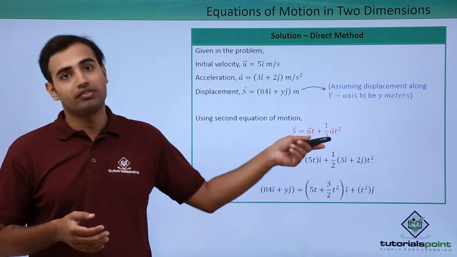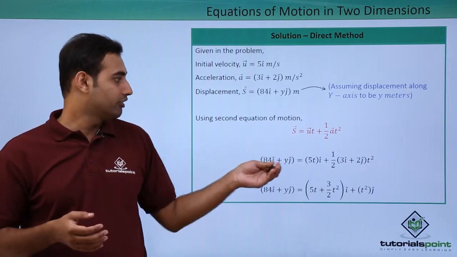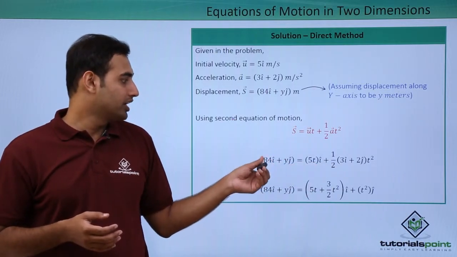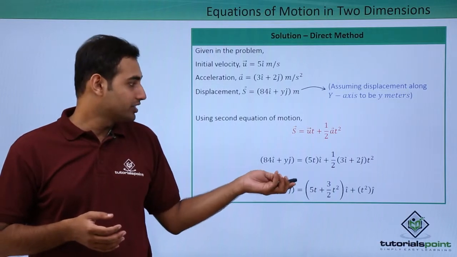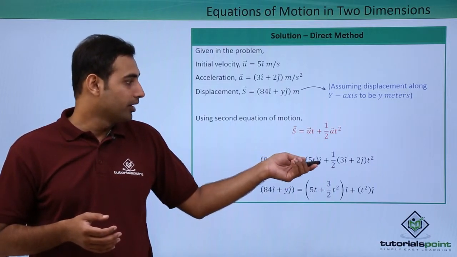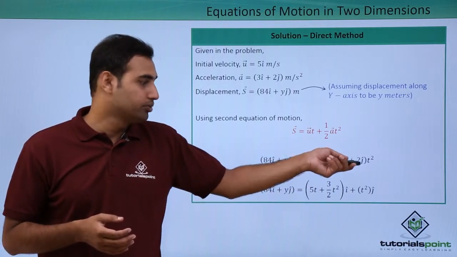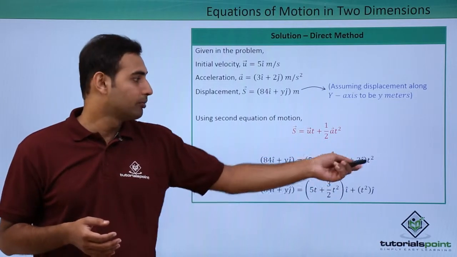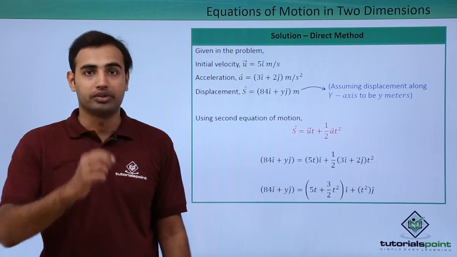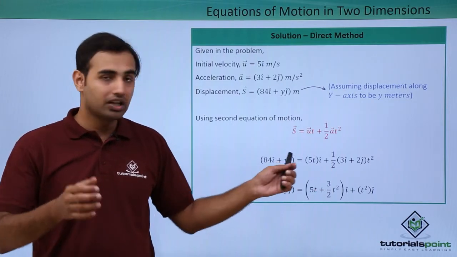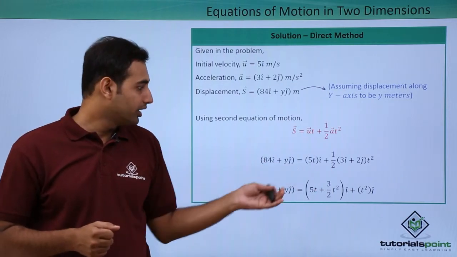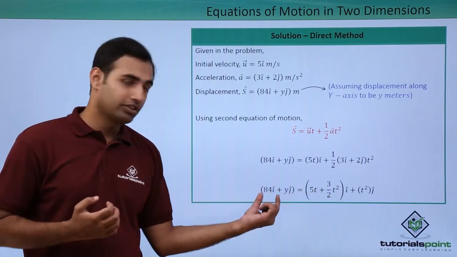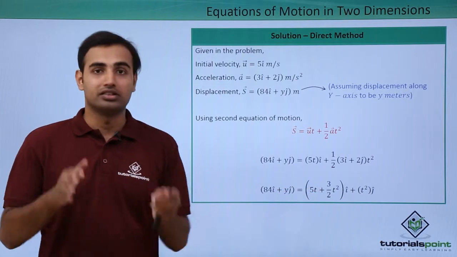Now once we have found these values, we can use the equation of motion s is equal to ut plus half at square, where we put everything in the vector form as it is, you can see. So on the LHS we get 84i plus yj, on the RHS we get 5ti plus half into (3i plus 2j) t square. Now half into t square is a scalar number which can directly be multiplied to the individual components. So once we do that and we club together the i cap terms, we obtain this equation as our final resulting equation.